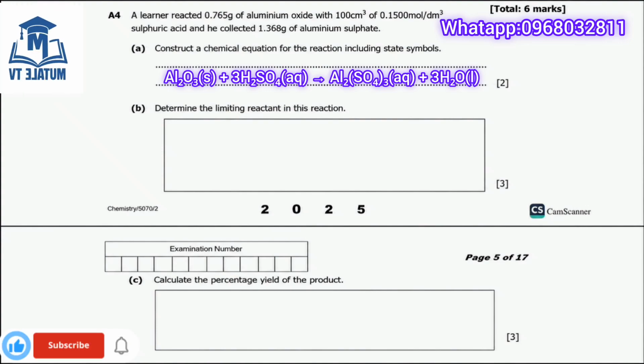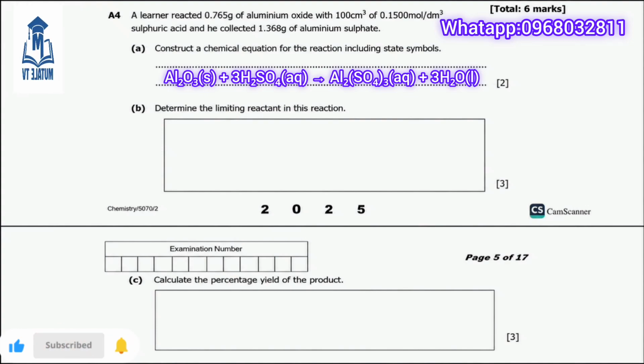first of all, we need to check if the equation is already balanced. Alright, so we have aluminium atoms, there are 2 on both sides. Count here, there are 2. Then sulfate groups are 3 on both sides. Yes, there are 3. Then hydrogen atoms are 6 on both sides. Yes, there are 6. Then oxygen atoms are 15 on both sides.